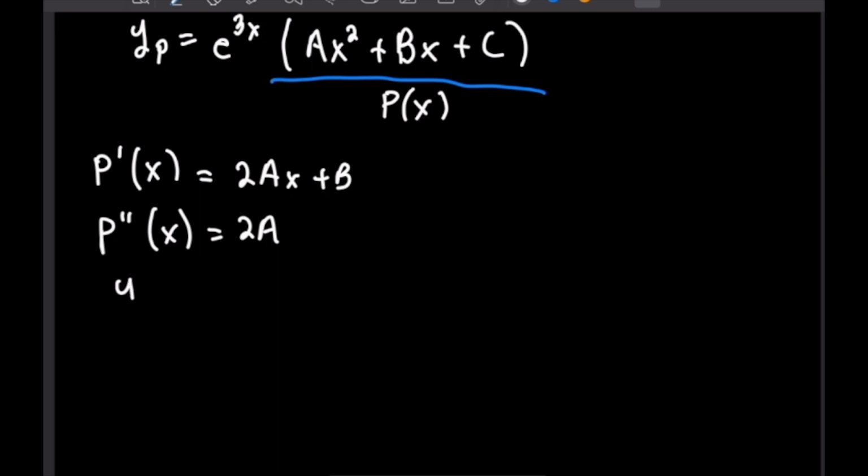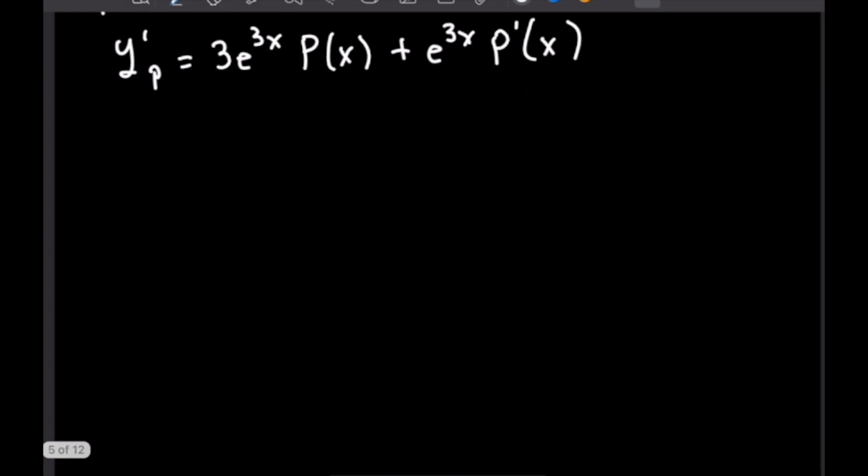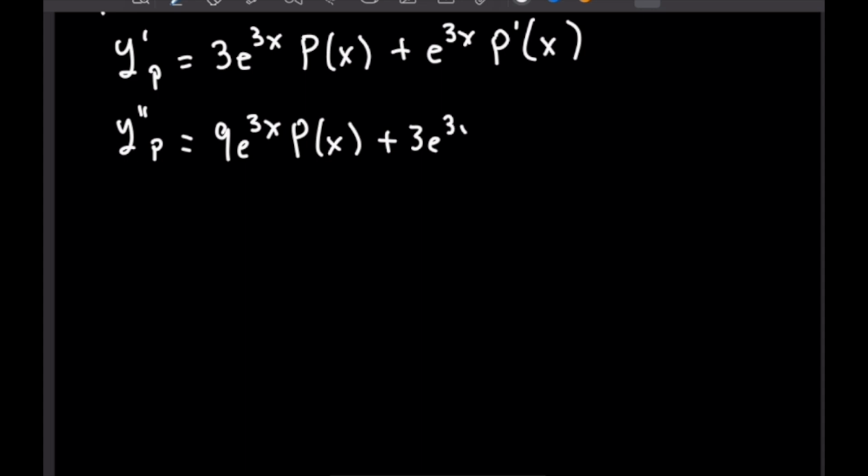So let's see, y prime sub p is going to equal 3e to the 3x times p of x, plus e to the 3x times p prime of x. And now we need to take our second derivative, so y double prime sub p is going to equal 9e to the 3x times p of x. Then that will be plus 3e to the 3x p prime of x.